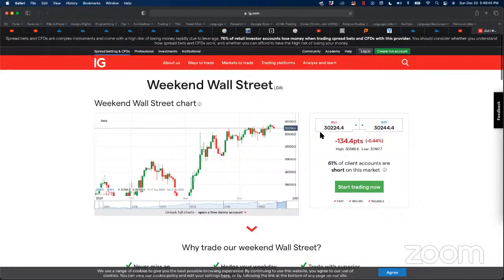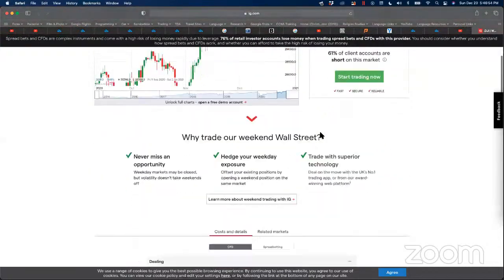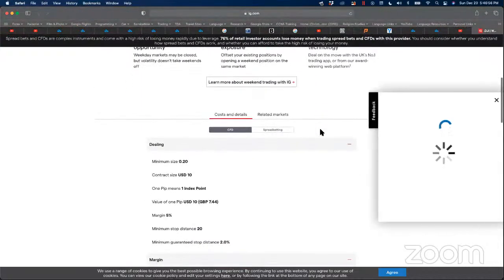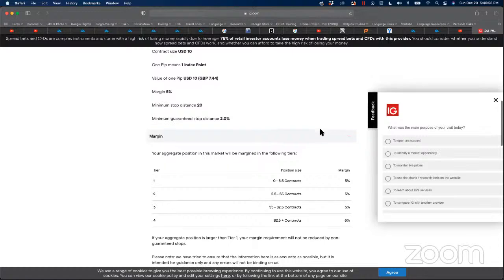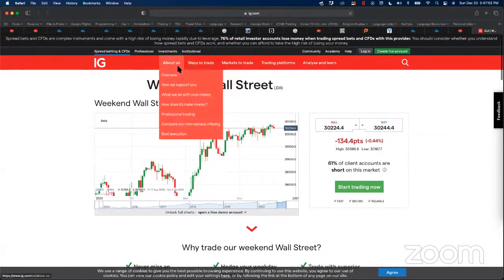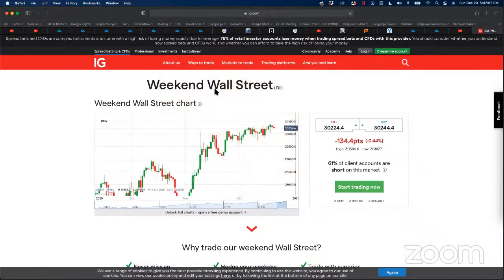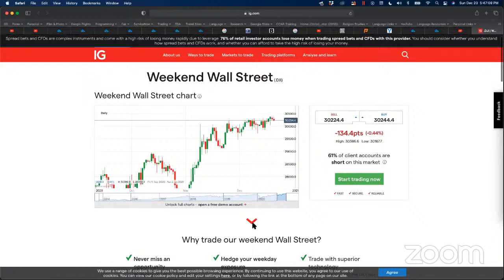Because it closed at 30373 on TradingView on Friday. And that's saying 30224 or 30244. So I'm expecting a gap down and then it'll gap up. I mean, a gap down and then a shoot up. That's what I'm expecting. Can you see this on any other pair?